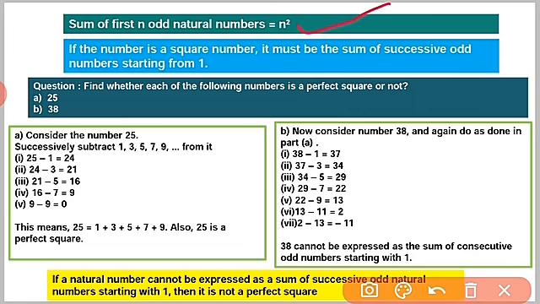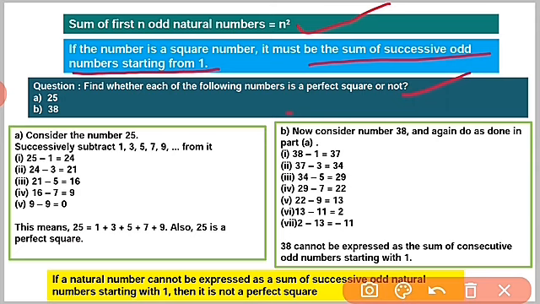So from this pattern we can conclude that if the number is a square number, it must be sum of successive odd numbers starting from 1. Let us understand this from a question. Find whether each of the following numbers is a perfect square or not. So taking the first number, that is 25, we need to subtract 1, 3, 5, 7, 9 successively from it.